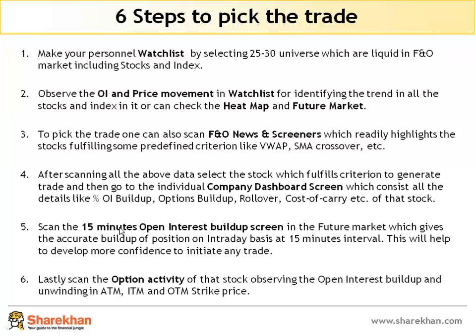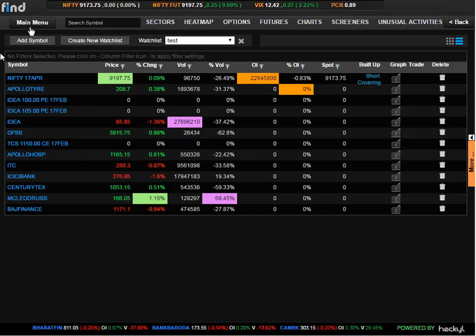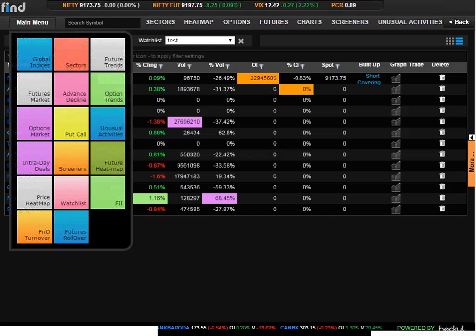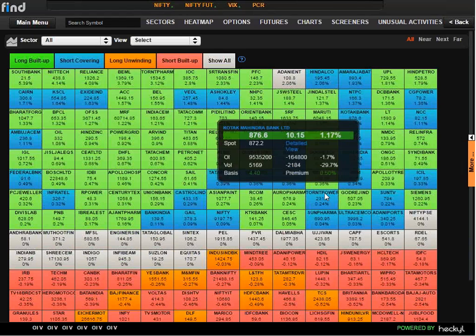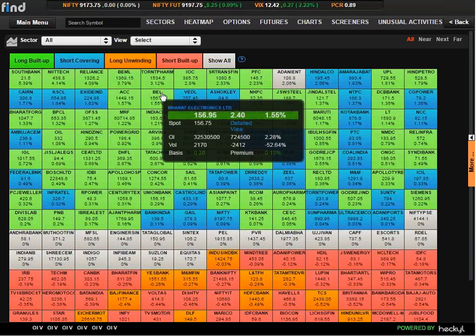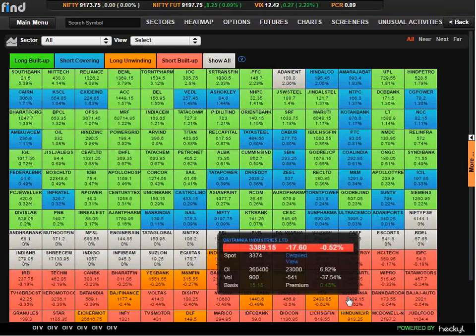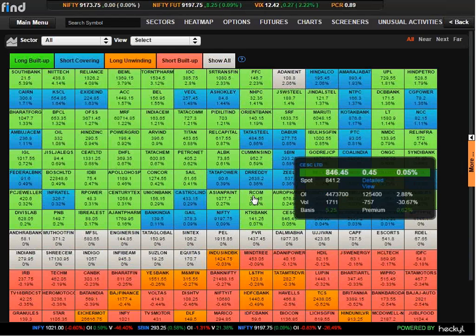For the heat map, you can go to the main menu and click on the future heat map. Here you will get all the data showing long positions and short positions, readily available, showing which stocks have a long build-up, short covering, or long unwinding.